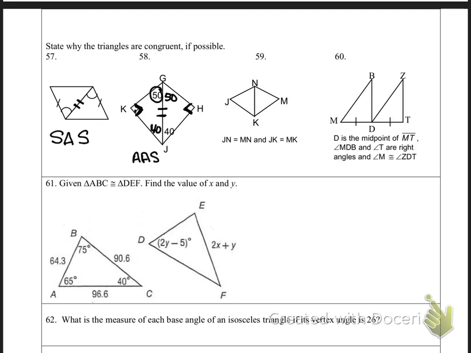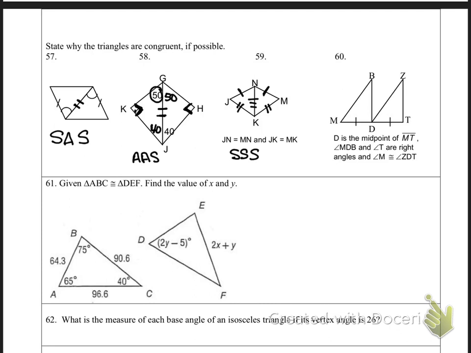If we're looking at this triangle in 59, it says that JN and MN are congruent, so I'm going to mark that. I also know that JK and MK are congruent, so I'm going to mark that as well. And then the two triangles are touching, so that's reflexive, so that's going to be side, side, side.